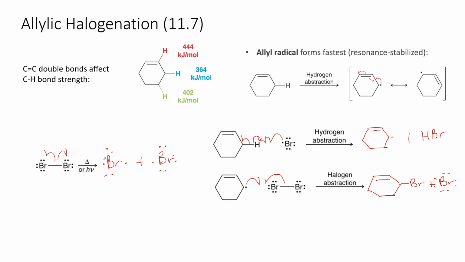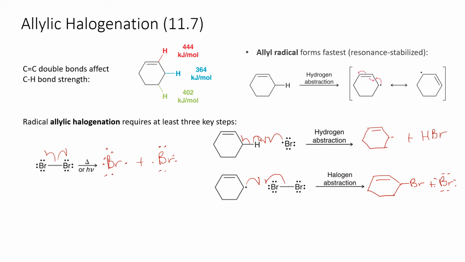So again, allyl radicals form fastest, and that is because they're resonance stabilized. So remember, the more resonance structures you draw, the more stable that radical is, because that means that radical is delocalized throughout or over more atoms. No one atom is bearing that one unpaired electron.